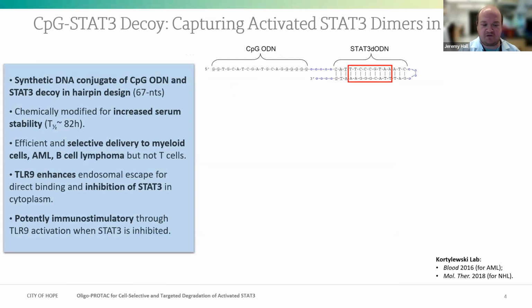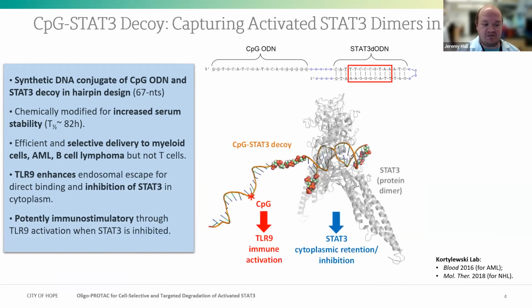So our lab has been focusing on applying oligonucleotides to target STAT3. And in this case, we're trying to catch STAT3 in the act, so to speak, in the cytosol. And we did this with synthetic DNA as a STAT3 decoy, which has a hairpin design to enhance serum stability. A CpG motif is then applied to the 5' end to promote delivery specifically to TLR9 expressing cells. Those would include B cells, dendritic cells, various antigen presenting cells, and a variety of cancer cells, particularly those related to lymphoma and leukemia.